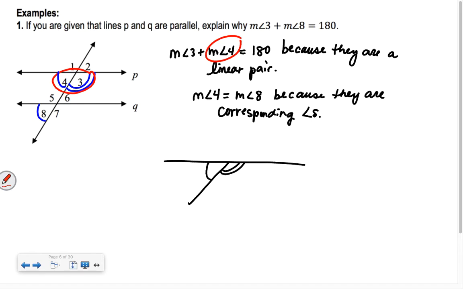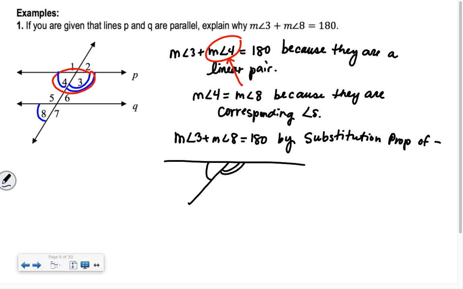All right, so that means that we're going to take this measure of angle 8 and we're going to replace measure of angle 4 with it. So what's that called when I write my new equation? Measure of angle 3 plus measure of angle 8 equals 180 by, what do I call it when I replace something? I heard someone mutter it. Substitution, yes. Property of equality. Perfect. Okay, and that's all we would need to write. So in many ways, paragraph proofs are easier than statements and reasons, but a lot of my students don't like the paragraph. They'd rather just kind of fill in the spots with statements and reasons.